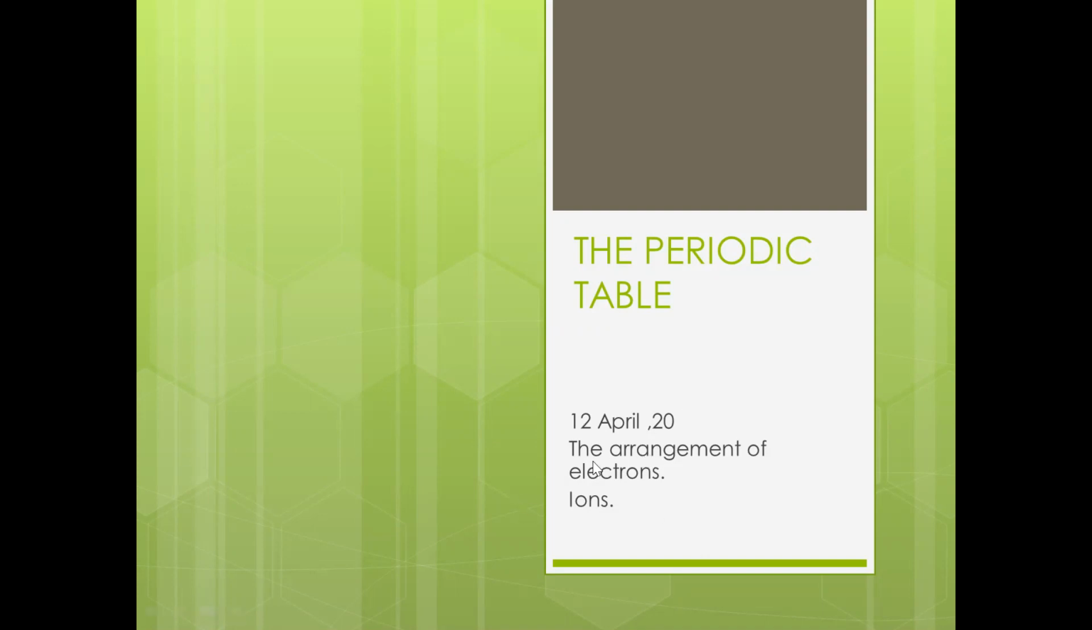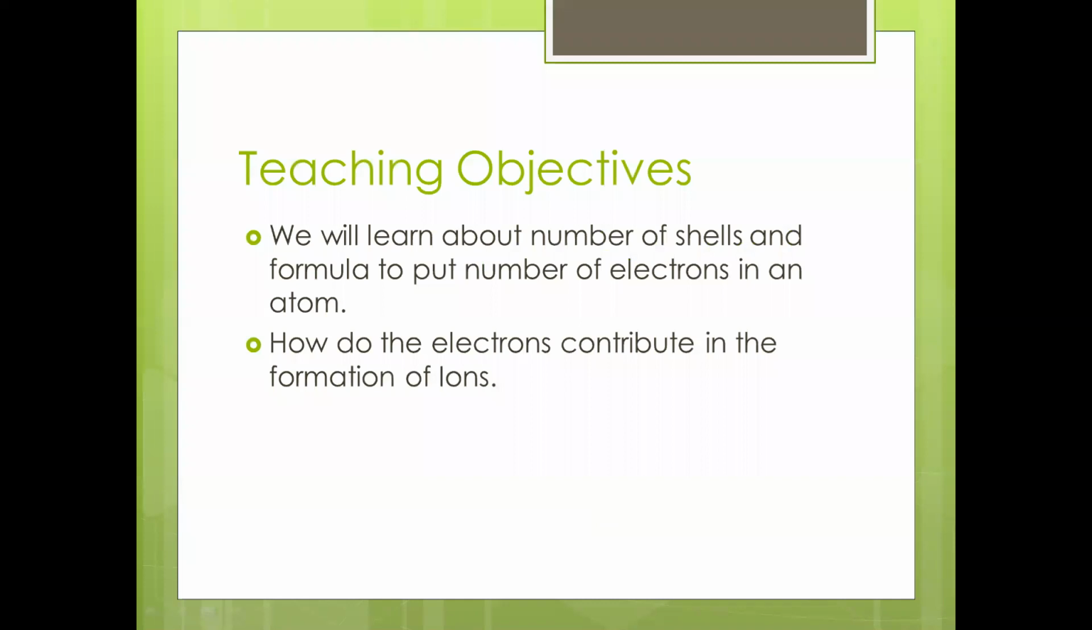Dear students, today on 12th of April 2020, we have to start our new topic in our Zoom class, that is the arrangement of electrons and ions. So, what are our teaching objectives today? That we will learn about the number of shells and the formula to put the number of electrons in an atom. Inshallah, we will have a detailed session about it. And then, how do the electrons contribute in the formation of ions?